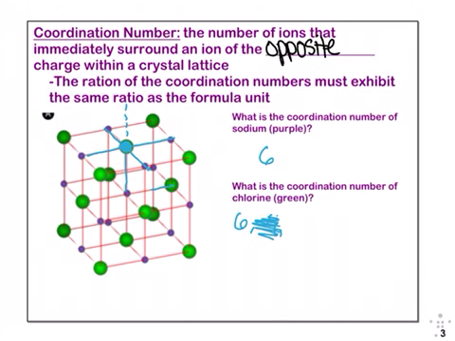Now, if you wanted to look at the ratio of the two coordination numbers, what would be the ratio? 1 to 1, good. 1 to 1. It is important, if you want to check that you have the correct coordination numbers, to ask: what is the formula for sodium chloride?